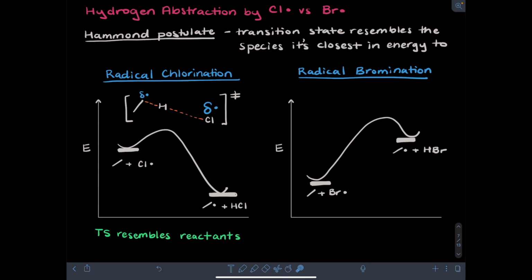Overall, I'd say that by the Hammond postulate, because the hydrogen abstraction step by the chlorine radical is exothermic, the transition state resembles the reactants.